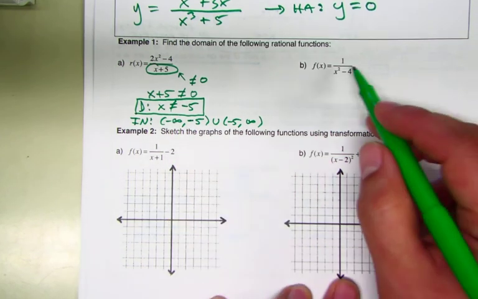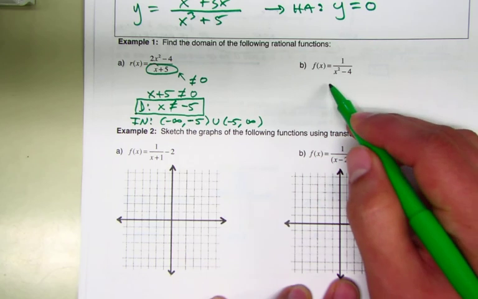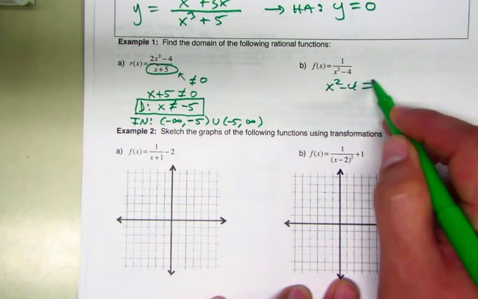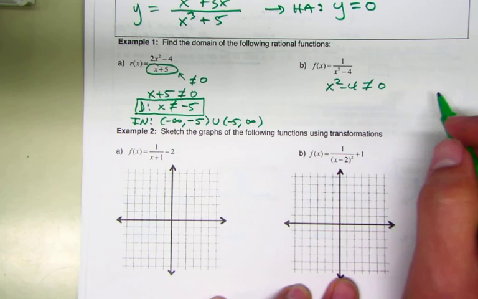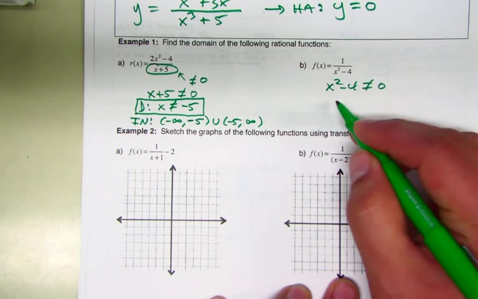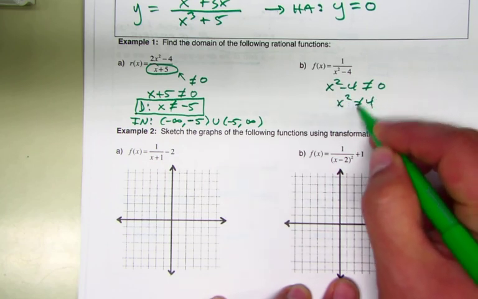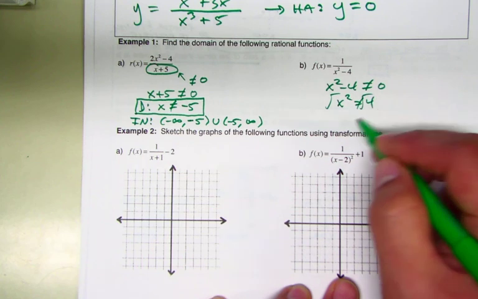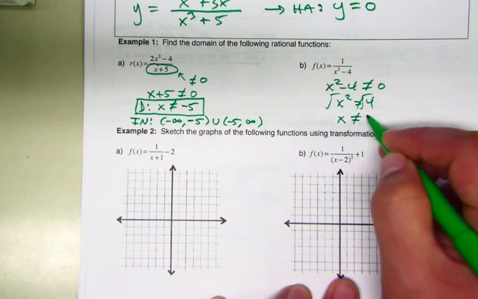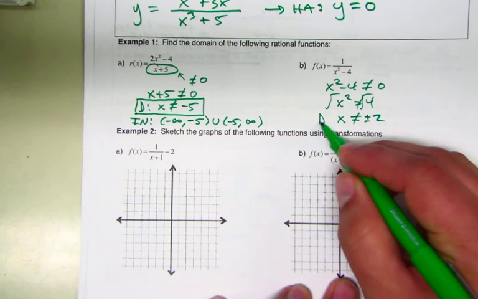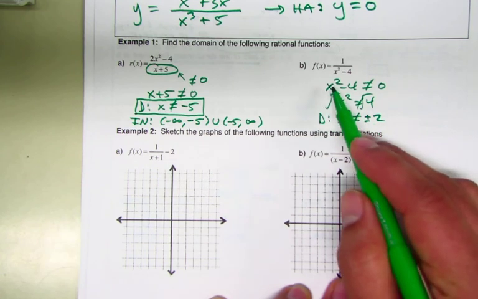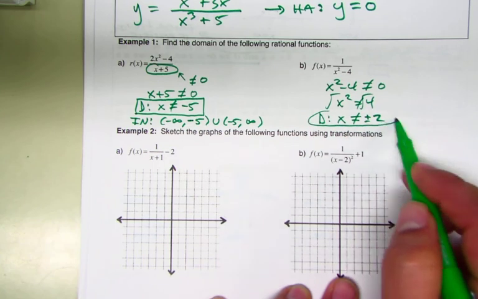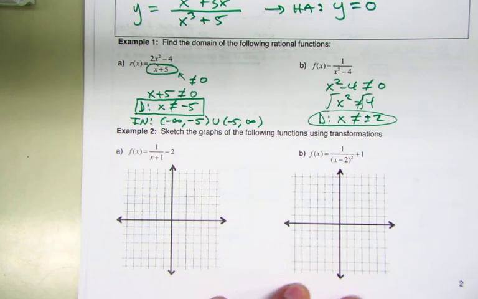Here, if we found the domain, we would say x squared minus 4 cannot equal 0. Then you have a couple of options. You can either add 4 and then square root both sides, so then x could not be plus or minus 2. You could also factor using difference of squares to get x minus 2, x plus 2, and also get the same domain value. Any questions on domain?